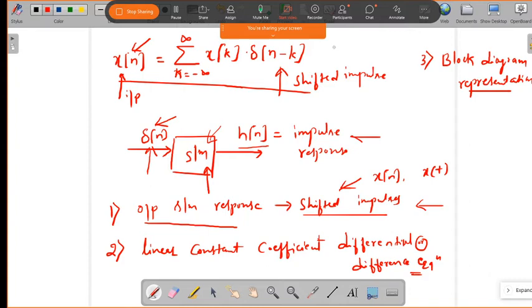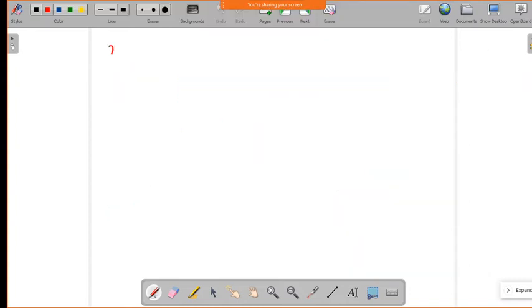Now if you take x of n, which is denoted as the summation k equal to minus infinity to plus infinity x of k into delta of n minus k. Okay, so now this is the actual input signal representation.